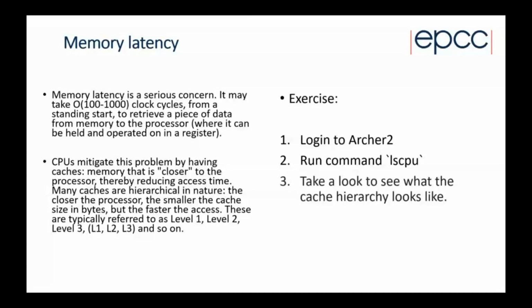A CPU attempts to mitigate this problem by having caches. Memory that is closer to the processor and thereby reduces the time to access the data. We have many caches in a hierarchy. The closer to the processor, the smaller the cache in terms of its size, but the faster the access speed, but also the increase in the cost of the memory. Fast memory costs a lot of money, and what you do is you layer this so you have small but close and large but further away from the processing cores themselves. Right.